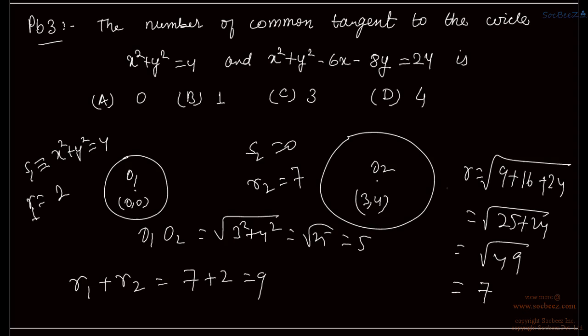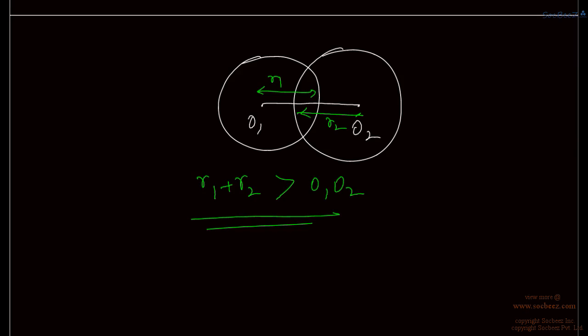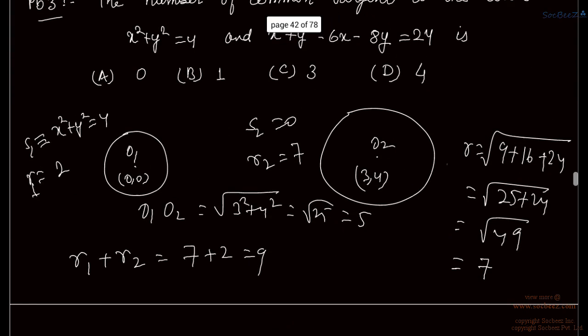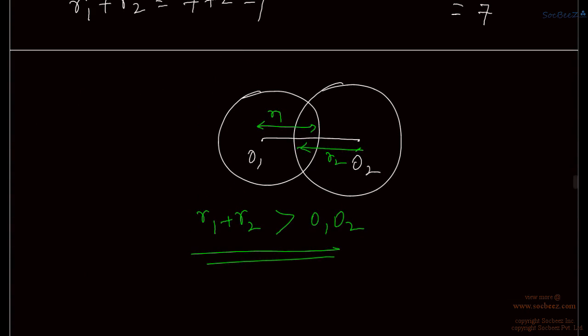Okay. So the sum of the radii of the circles is actually greater than the distance between their centers. So the circles must be like this, something like this. Okay. So these are the centers O1 and O2, the distance between their centers is O1O2, and this is radius R1 and this is radius R2. As we have already discussed, this is the case when R1 plus R2 is greater than O1O2, which is the case here, right? R1 plus R2 is equal to 9 and O1O2 is equal to 5. So R1 plus R2 is greater than O1O2. That means the two circles are like this.